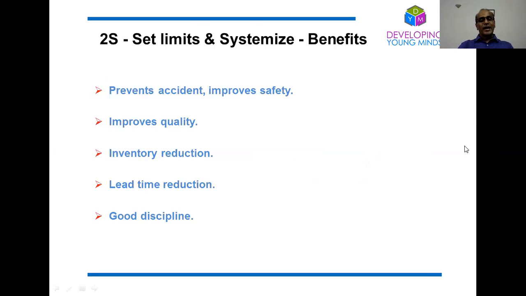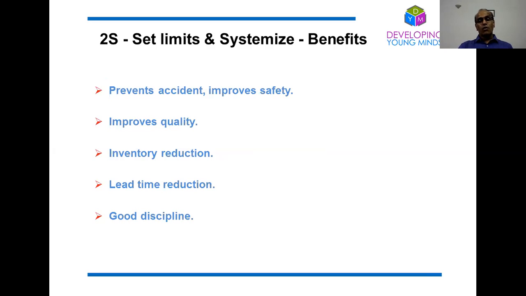So what are the benefits of setting the limits and systemizing it? Basically, on a shop floor, it helps in improving safety. When the gangways are properly marked, there is clear marking on the floor, which helps the person know where to walk, where not to walk, where the vehicle movement will happen, where it will not happen, where people can work, and where people cannot work. It is clearly identified on the shop floor, as you saw in that photograph, right?